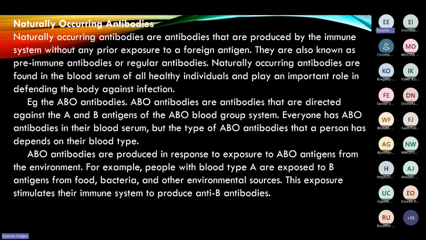Everyone has ABO antibodies in their blood serum, but the type of ABO antibodies that a person has depends on their blood type. ABO antibodies are produced in response to exposure to ABO antigens from the environment. For example, people with blood type A are exposed to B antigens from food, bacteria, and other environmental sources. This exposure stimulates the immune system to produce anti-B. So that is why they say that ABO antibodies are naturally occurring antibodies, because there was no exposure to any foreign antigen that initiated their production. Later on, we will look at their characteristics.